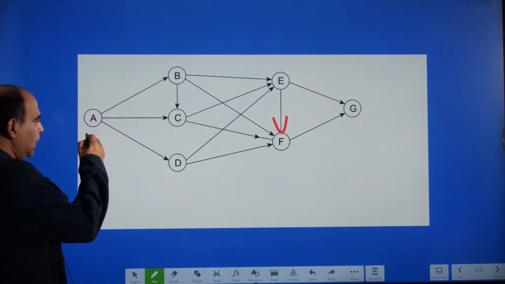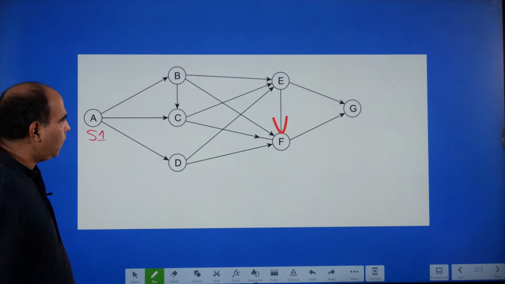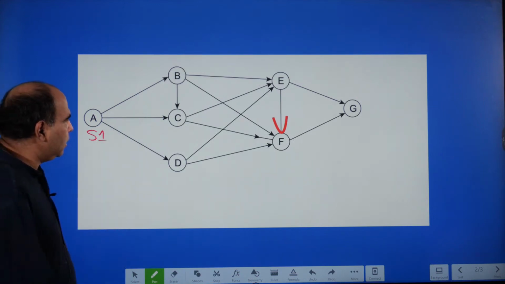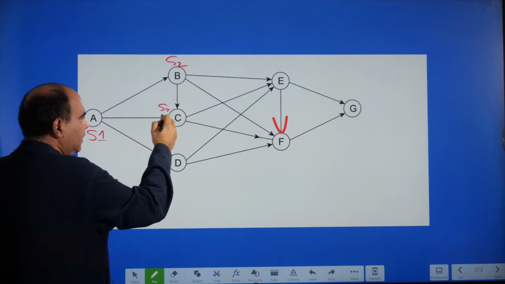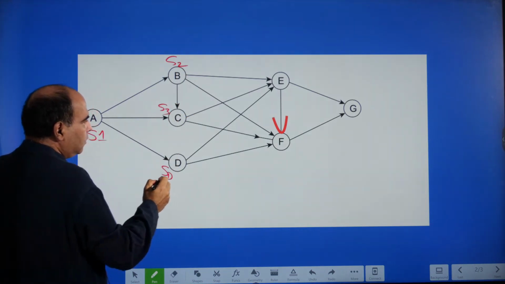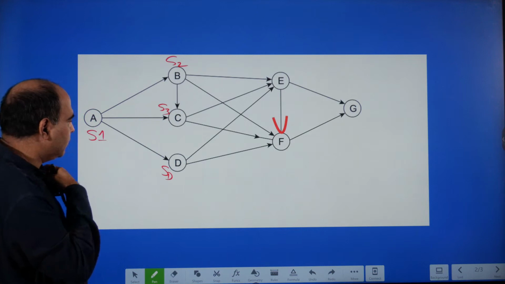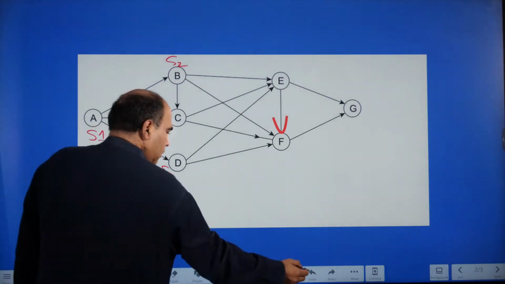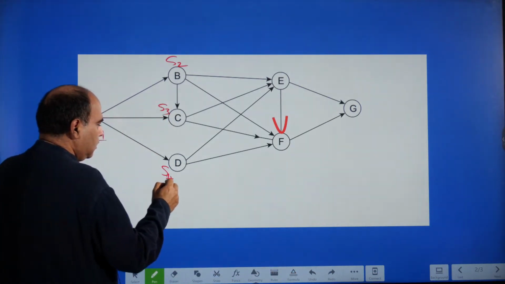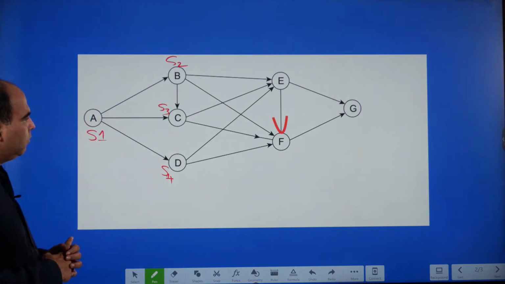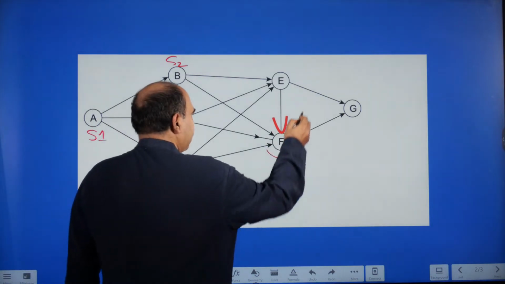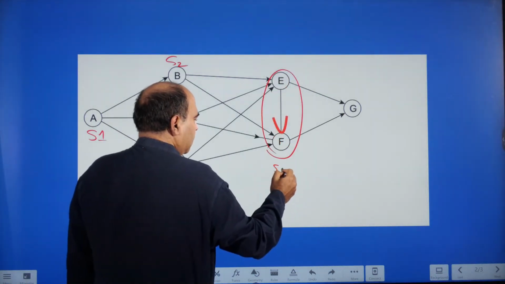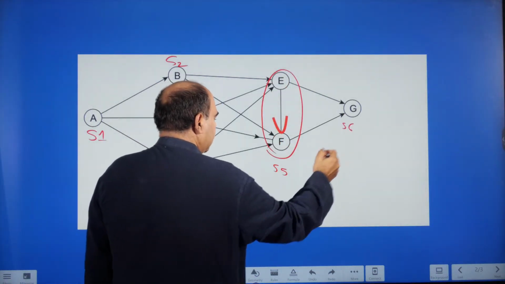What will I do? I'll call this stage 1. B, C, D are all symmetrical to each other. So let's call B stage 2, C stage 3, D stage 4. Right? And E, F is stage 5. And the last one is stage 6.